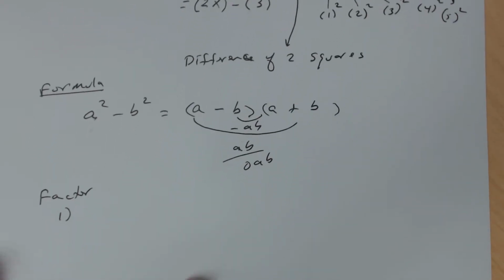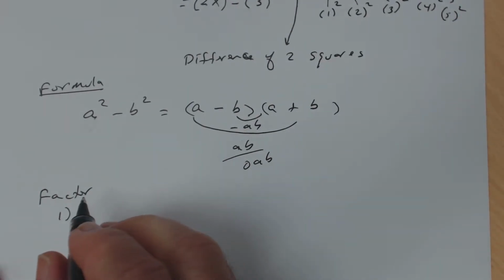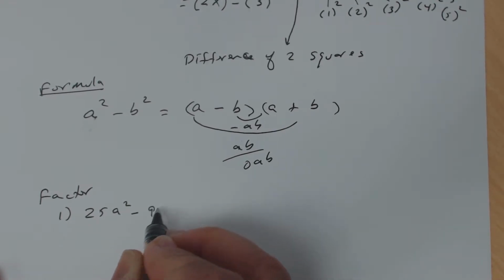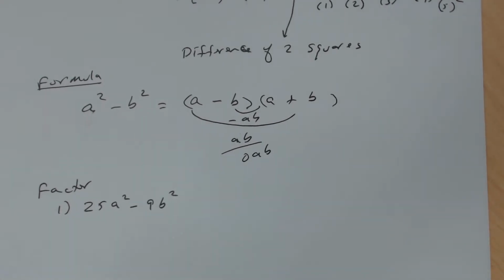Well, this is number 1. 25a squared minus 9b squared. So 25a squared minus 9b squared. Okay, just like before, the first thing you always want to do is see if it has a GCF other than 1. So here the GCF is 1.